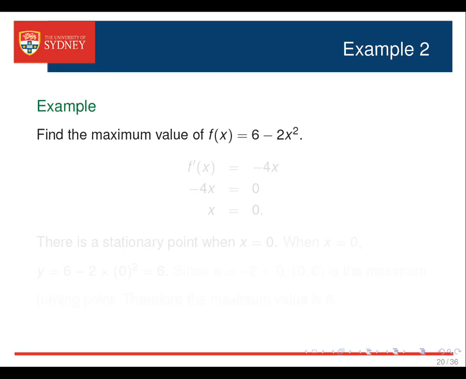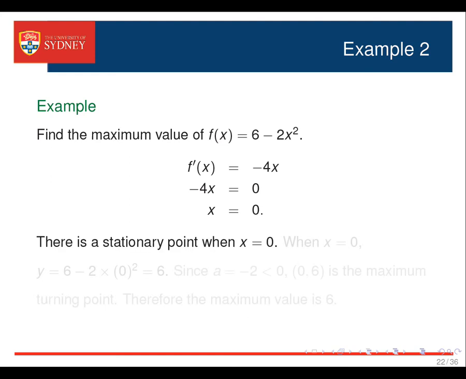Let's have a look at another example. We want to find the maximum value of the function 6 minus 2x squared. First, differentiate to get minus 4x. Then let it equal 0 and solve for x. You get x equals 0. So there is a stationary point when x equals 0.